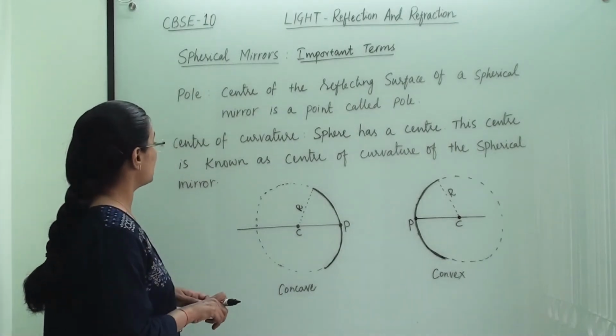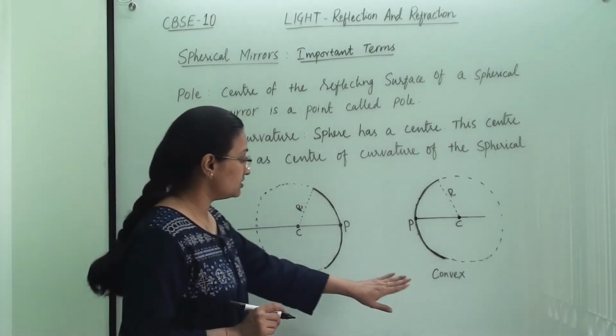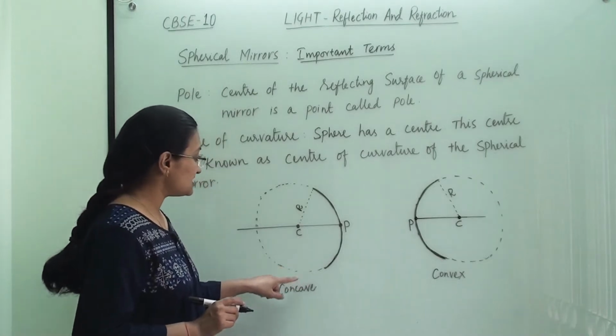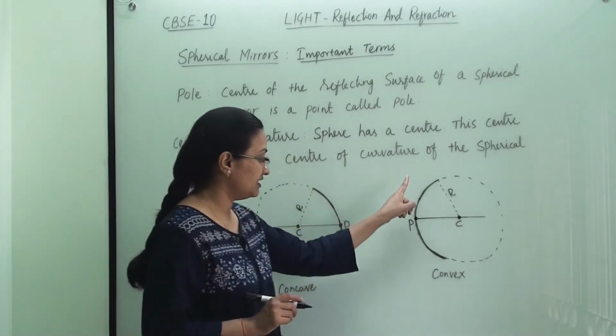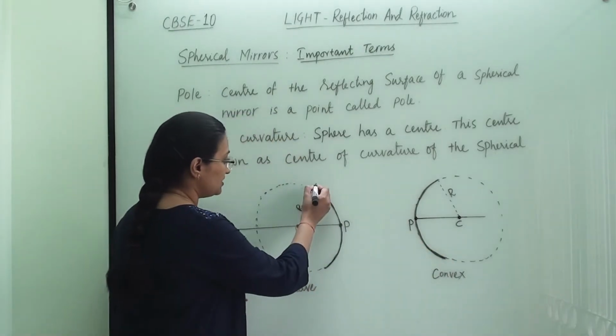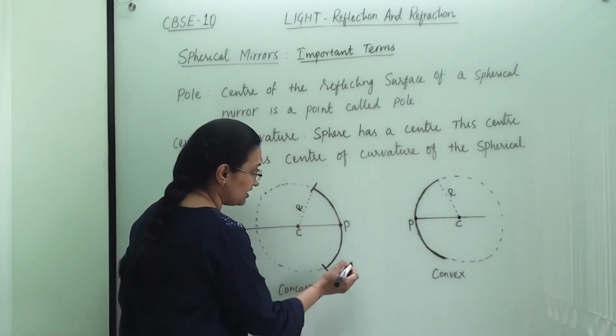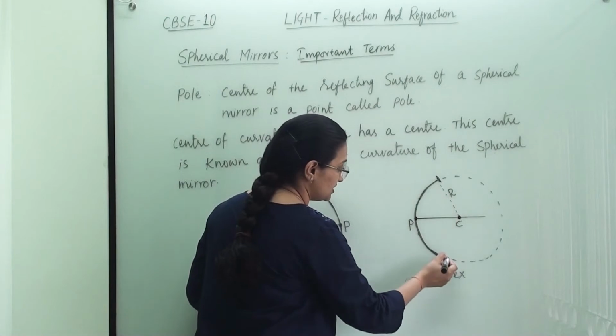First, this is a concave mirror and this is a convex mirror. Since they are spherical mirrors, they are parts of the sphere. Here, till here the mirror is there, and the convex mirror is here.